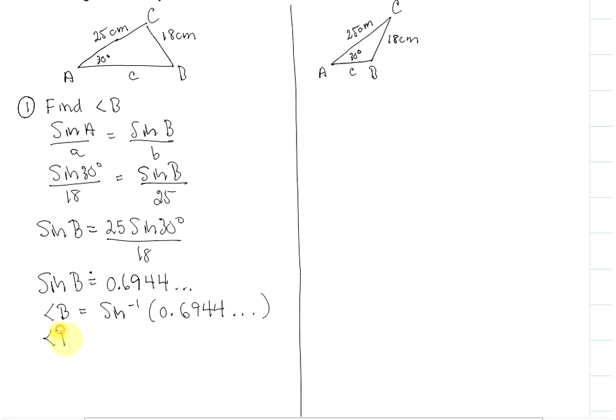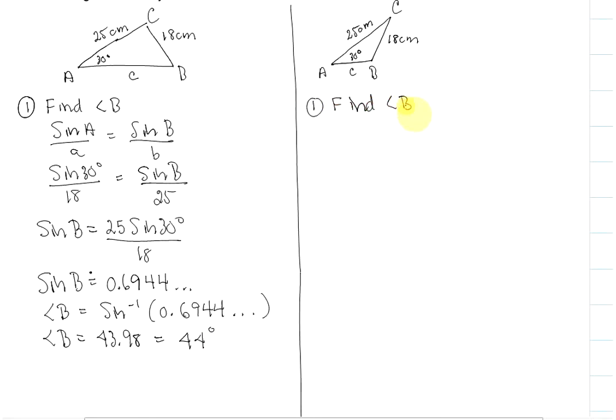And you get that angle B is approximately 43.98, which rounds off to 44 degrees. Okay, so we're going to find angle B on this triangle too.